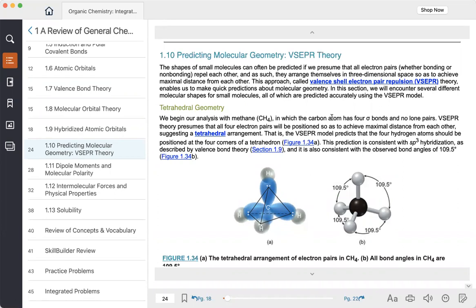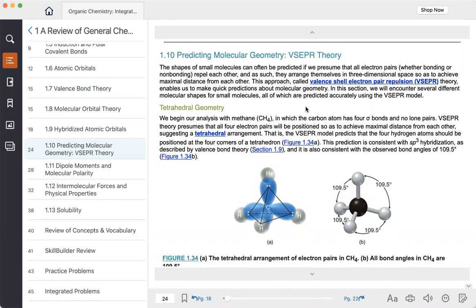Hi all, this is section 1.10 on predicting molecular geometry using VSEPR theory. This is something that you've gone through hopefully in general chemistry, and it's something that we just need to touch on a little bit in order to make sure that we're all in the same place. And in fact, we can use what the book has because they have much prettier pictures than I can draw.